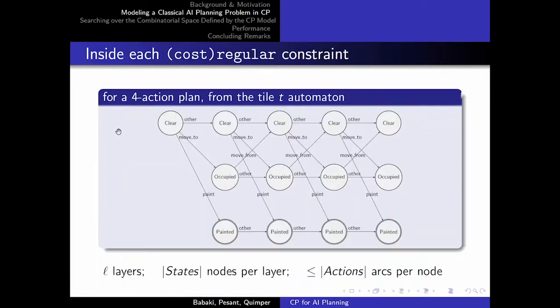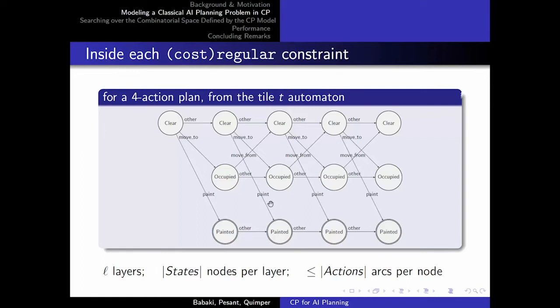But what's really going on inside each of these regular constraints here? Well, the automaton is used to build a layer graph. You basically unfold the automaton into as many layers as there are steps in the fixed length plan that you're considering. So here would be for automaton T. So that's what we've done here.